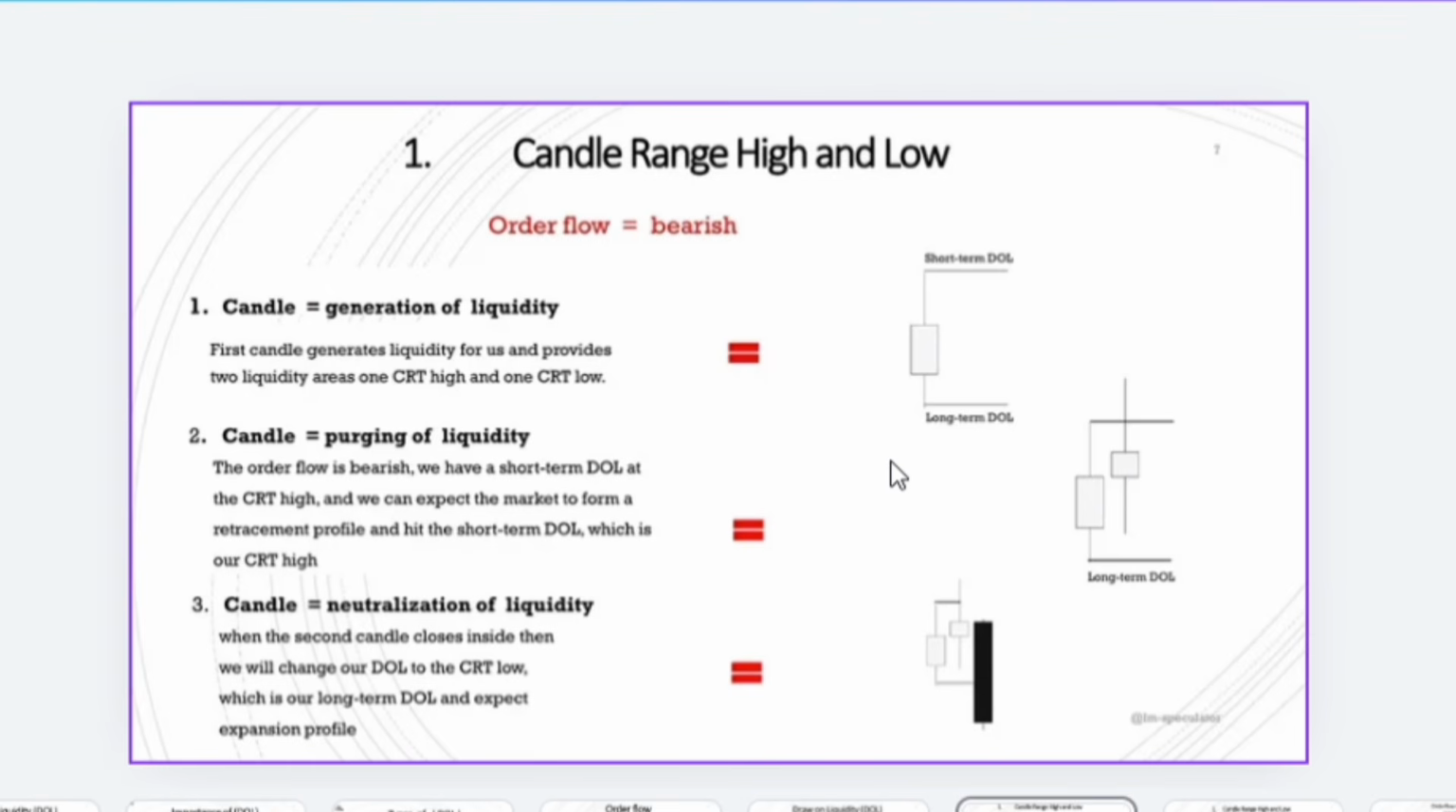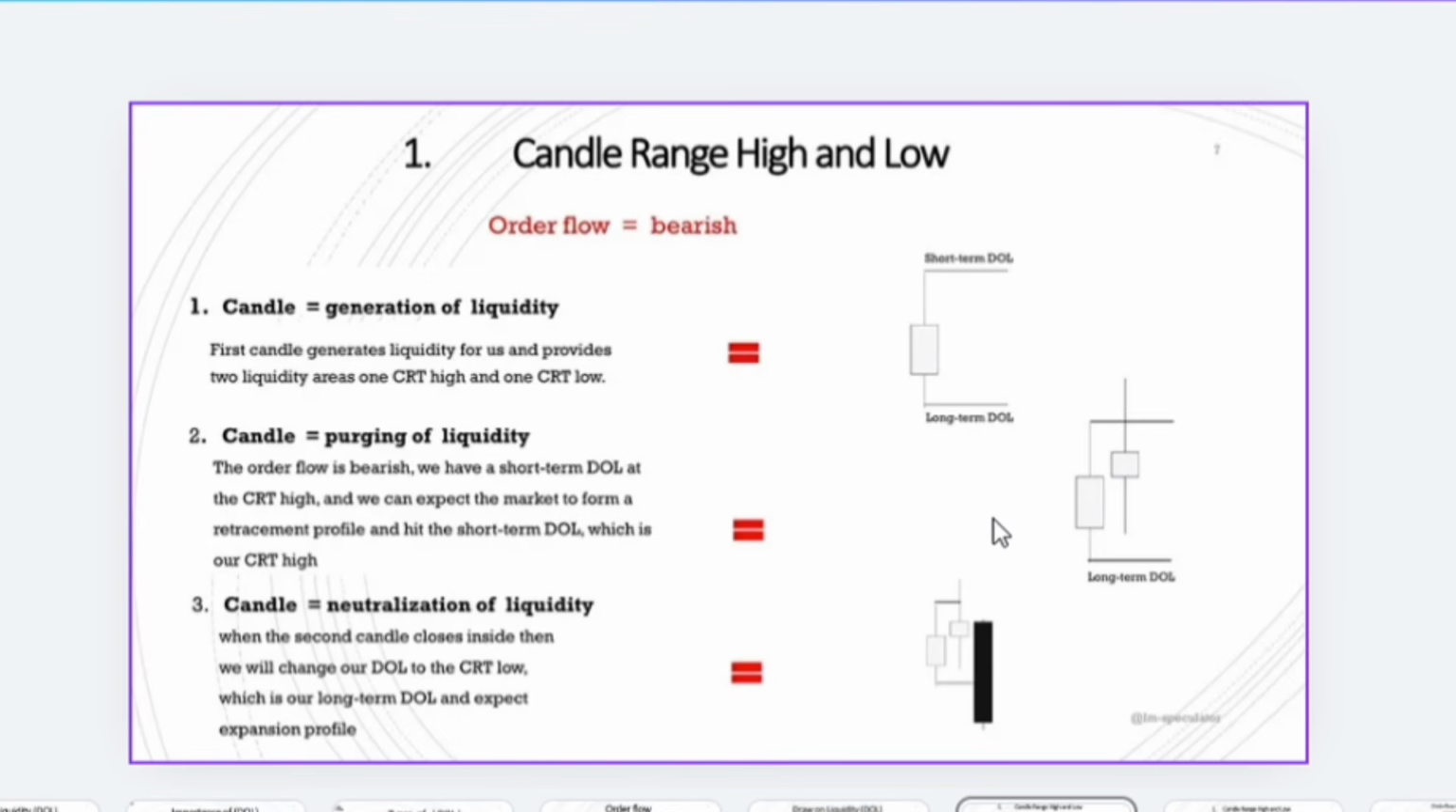Now, under that particular candle range high and low, let me break it down. You can see, first of all, the generation of the liquidity. The one candlestick that generates that liquidity is this particular Asian range. The 2 a.m. candlestick is the candlestick that generates the range. That is where we can mark our high and our low. Because this is a bullish candlestick, our short-term draw on liquidity is above and our long-term is below, because we are expected to sweep high and go down.